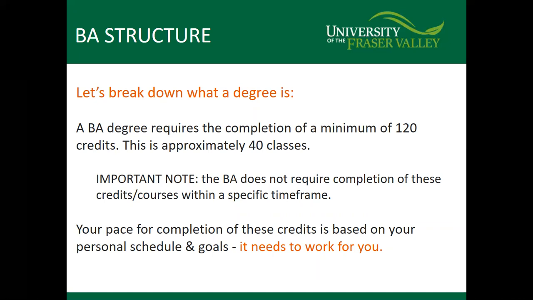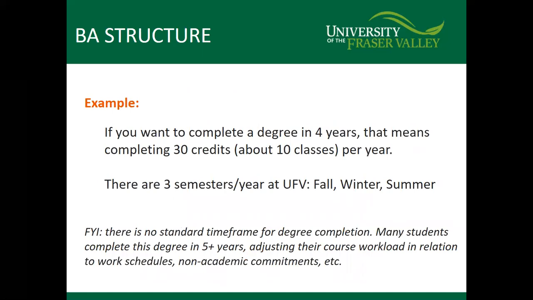So we're never going to put pressure on you to speed things up. We're just here to ensure that you meet the requirements in the timeline that works for you. So for an example, if you were thinking you wanted to complete your degree in 4 years, that means that you would be completing 30 credits, which is about 10 classes per academic year.